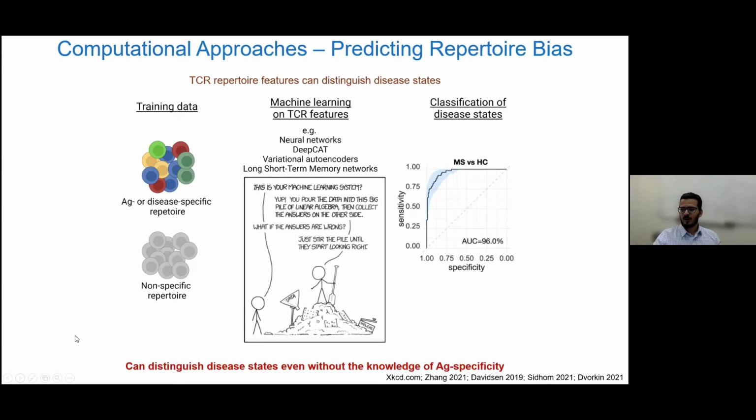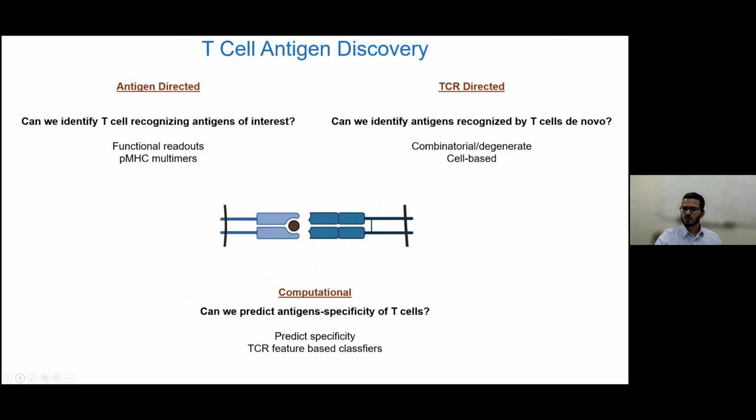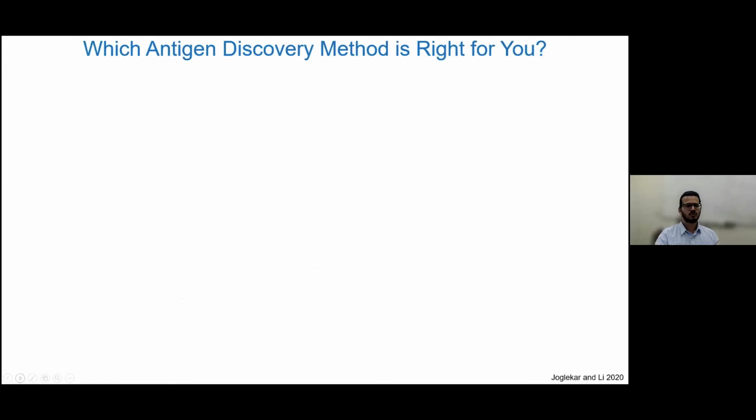However, even though they cannot directly predict epitope specificity, they can actually distinguish disease states even without knowing what that antigen specificity is. So what I've shown you so far are three different approaches to look at or identify specificities or T cell antigen recognition. So how do you choose what antigen discovery method is right for you?